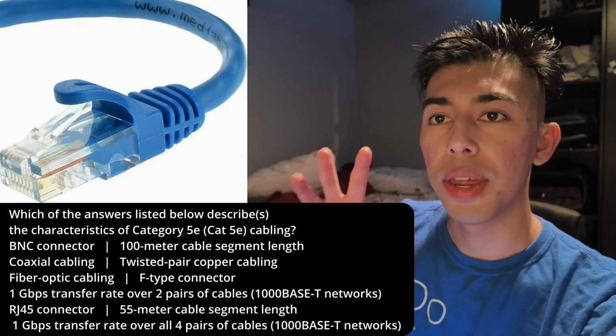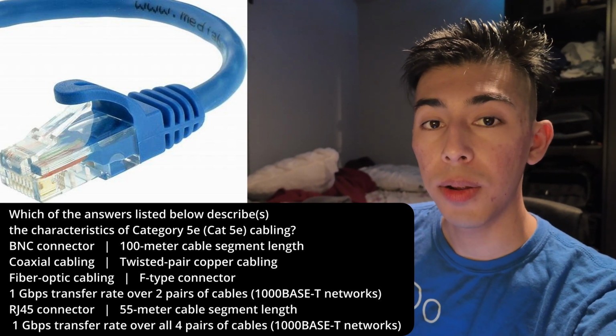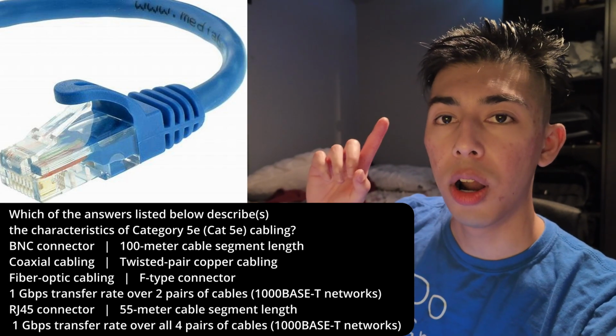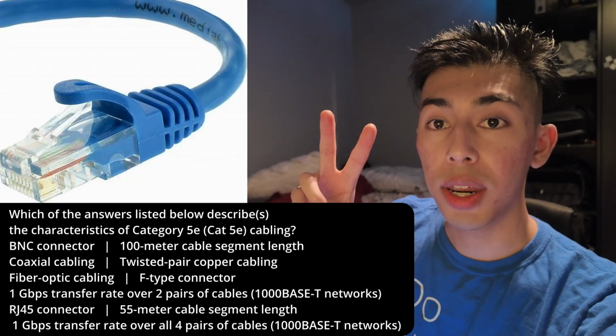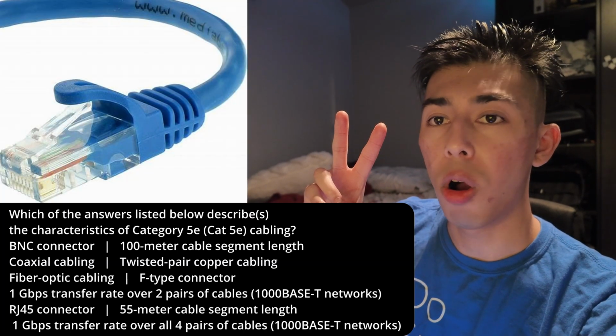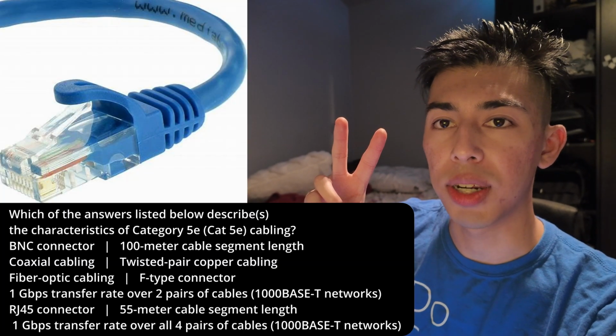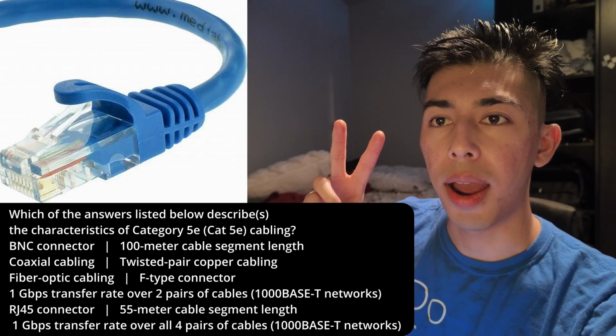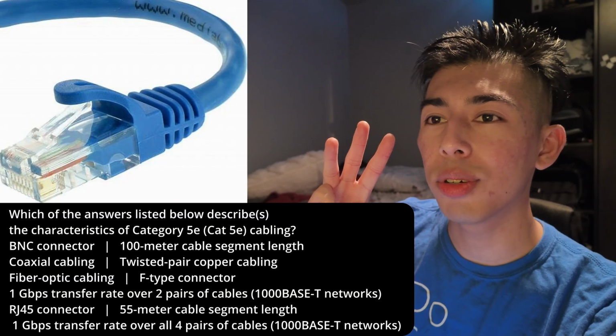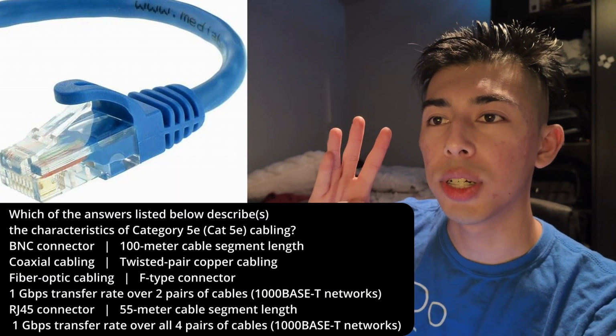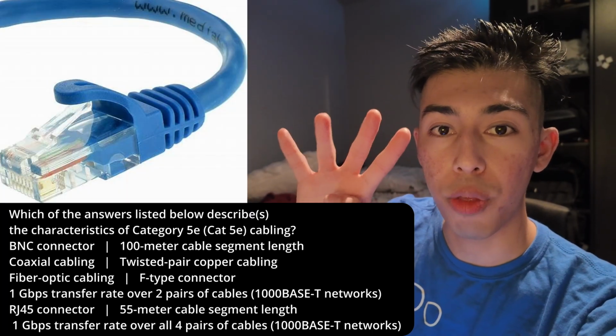So the characteristics of category 5e, Cat 5e that are listed here are RJ45 connector, 1 gigabit per second transfer rate over all 4 pairs of cables, 1000 base T network, and then we have 100 meter cable segment length and twisted pair copper cabling. Those are the 4 that we're going to look at.